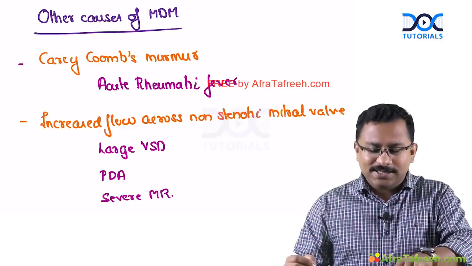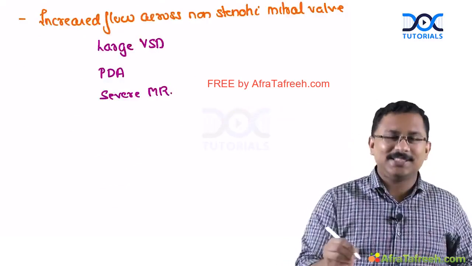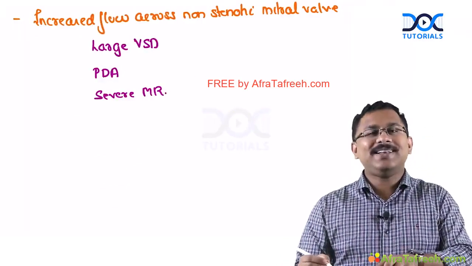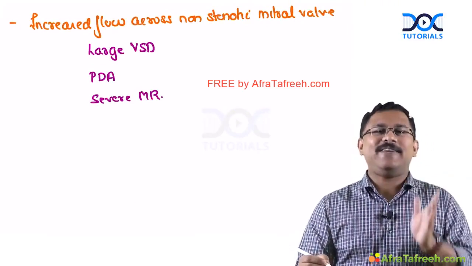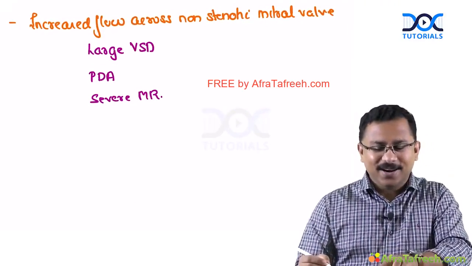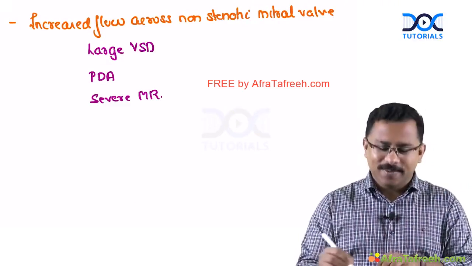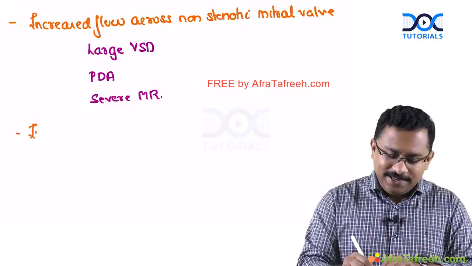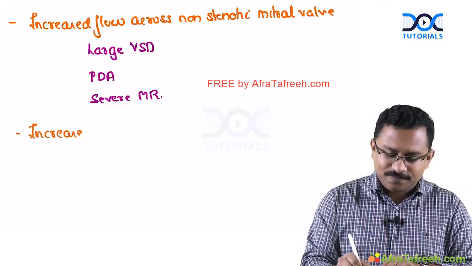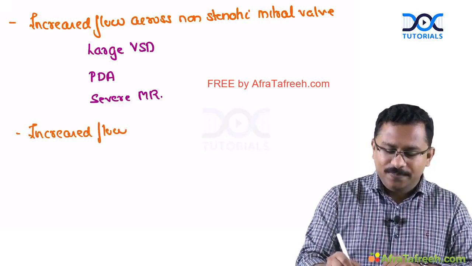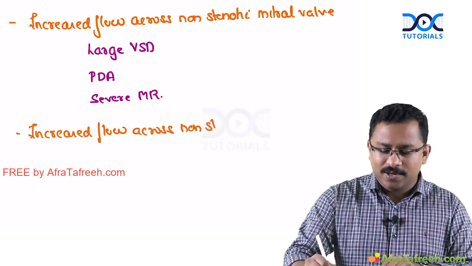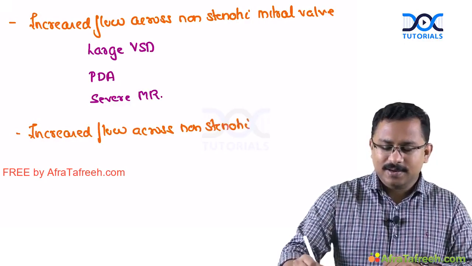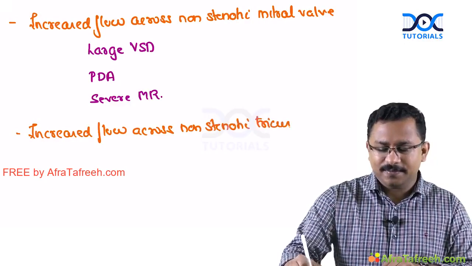It can also occur in conditions where there is an increased flow across a non-stenotic tricuspid valve. Even there you can have a mid-diastolic murmur. So increased flow across a non-stenotic tricuspid valve.